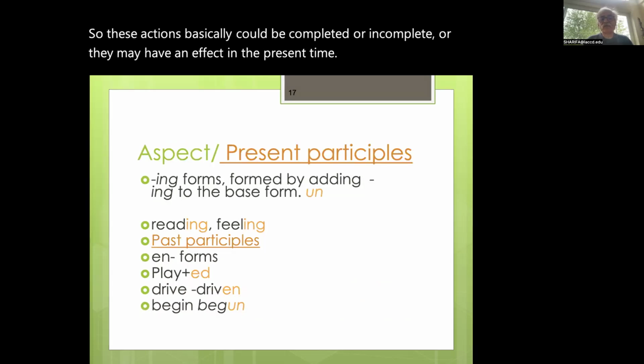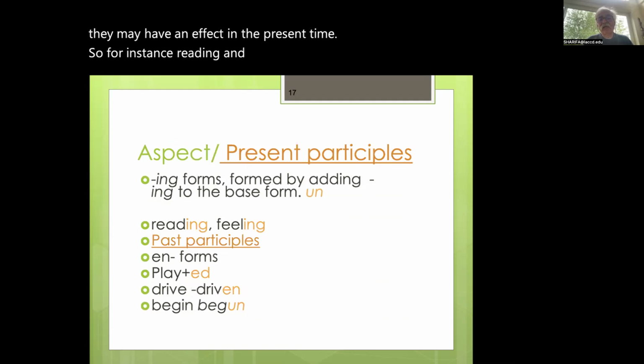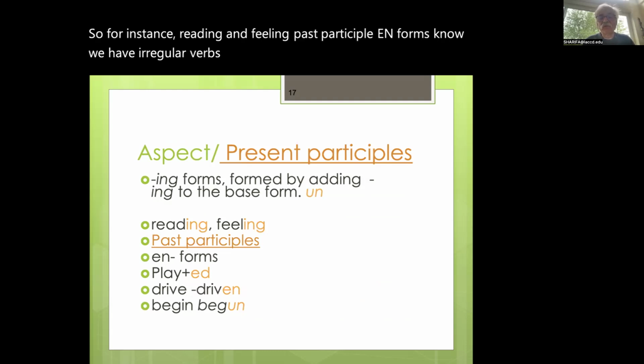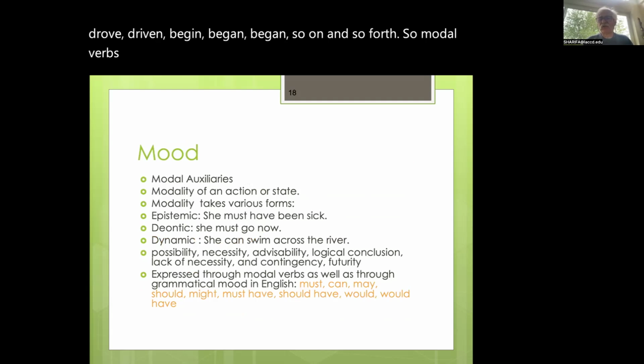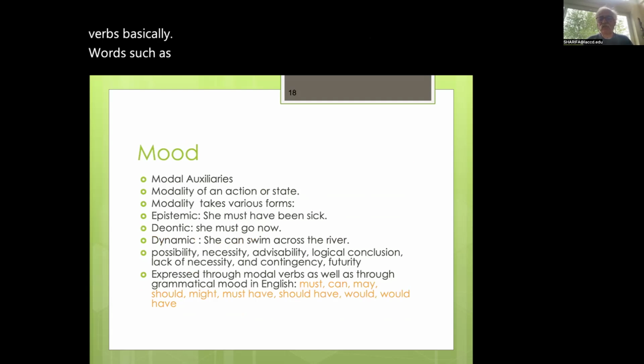So, for instance, reading and feeling, past participle, en forms, we have irregular verbs. Not all the verbs end like play in ed. Drive, drove, driven; begin, began, begun, and so on and so forth. So modal verbs, words such as can, could, might, may, they express an action or state of mind.